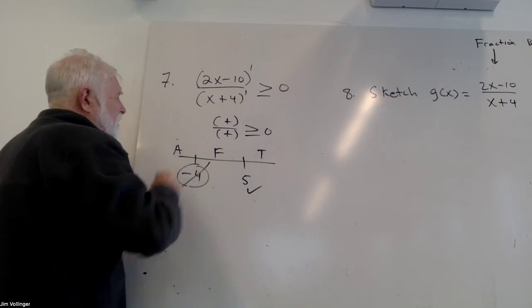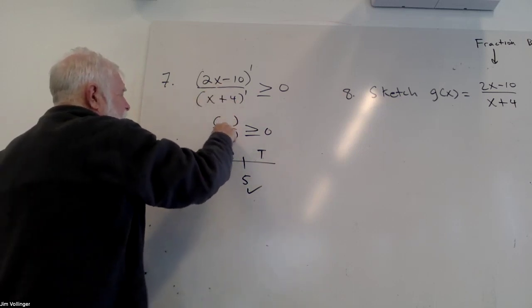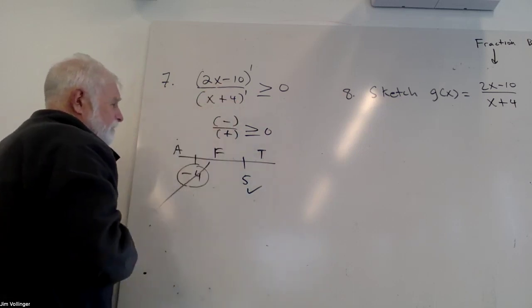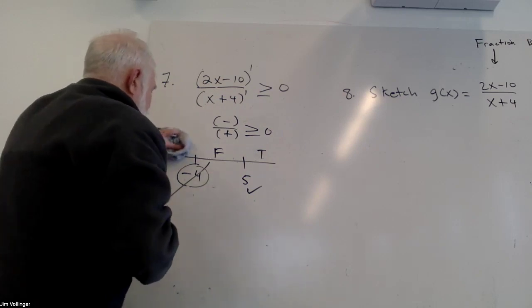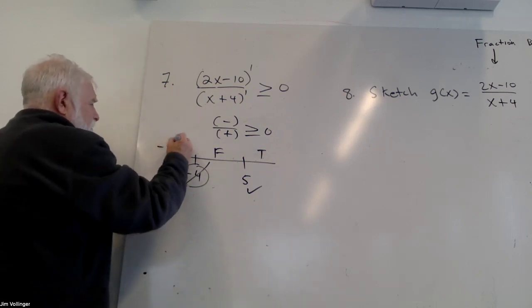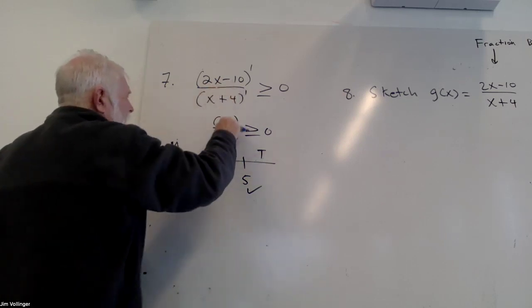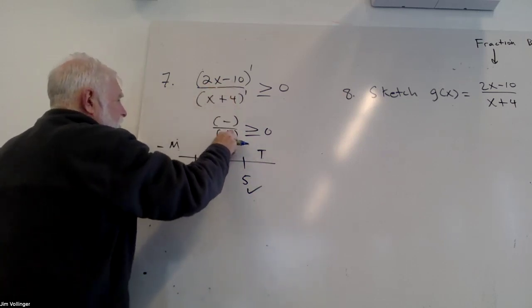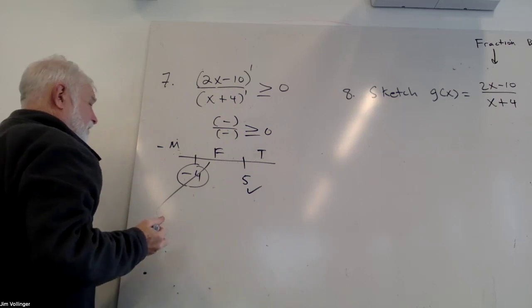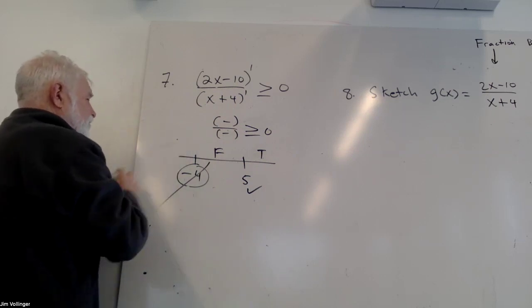Why am I going to get false? Because if I put 0 in here, that becomes a negative. It doesn't affect this one. And I know I'm going to get true again. If I pick a -1,000,000, that means that that's negative, and that's negative. The negative divided by a negative is a positive. So this is definitely true.